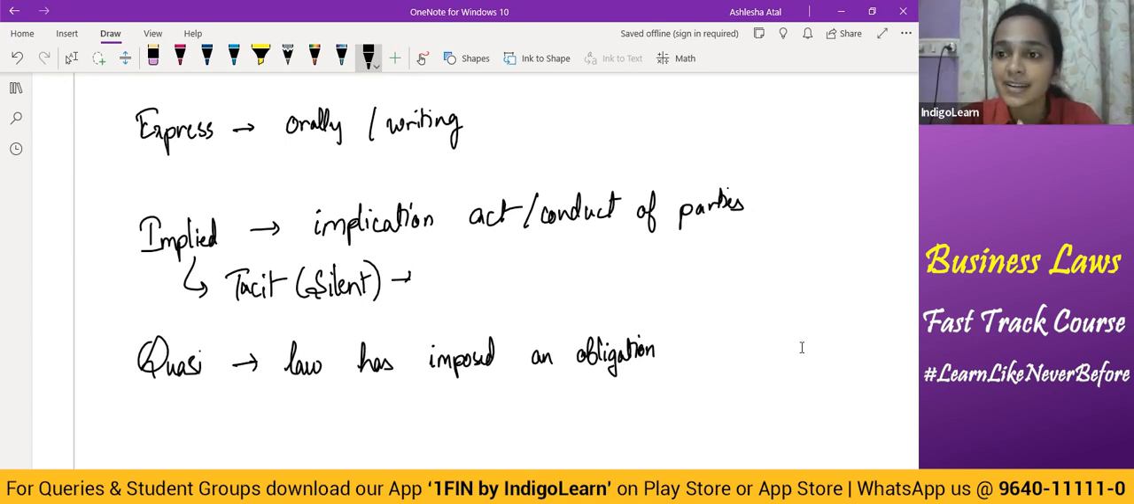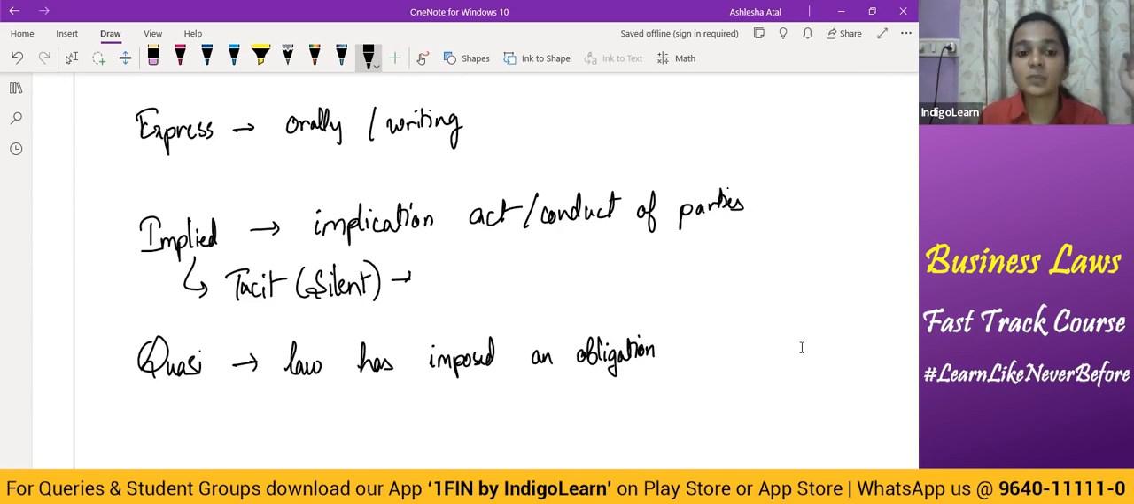So quasi contracts are basically contracts where the essential elements of contracts are not present. However, it is a contract which has come into existence because law has imposed an obligation on the parties to the contract. Is this clear? Have you all understood what a quasi contract is?